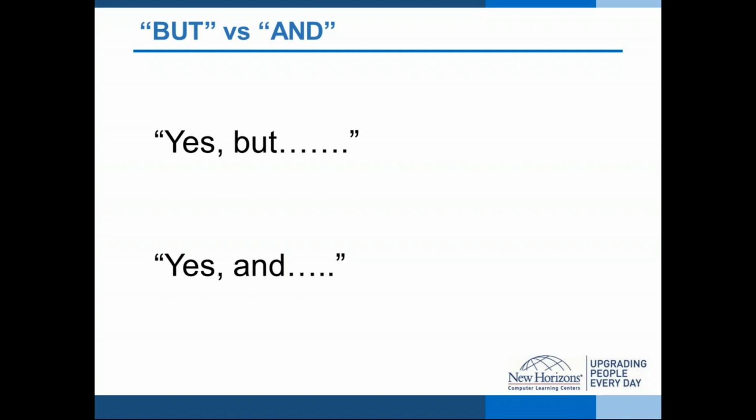If you do nothing else but walk away with the yes and technique, you will have gained a lot. You'll notice an enormous difference in the conversations that you have with people.